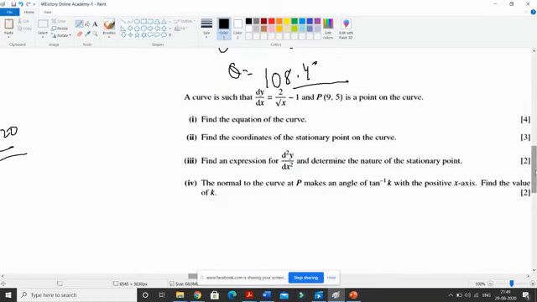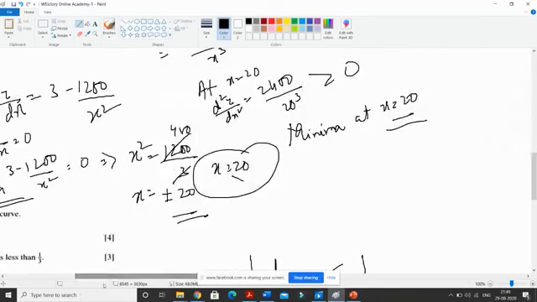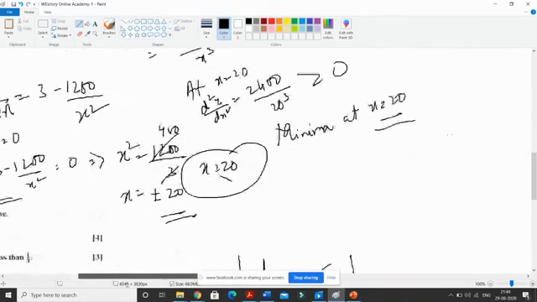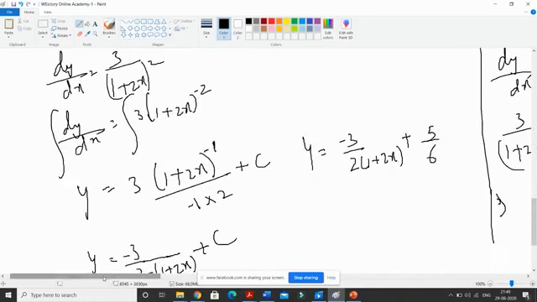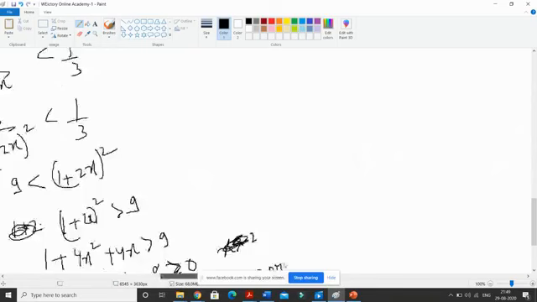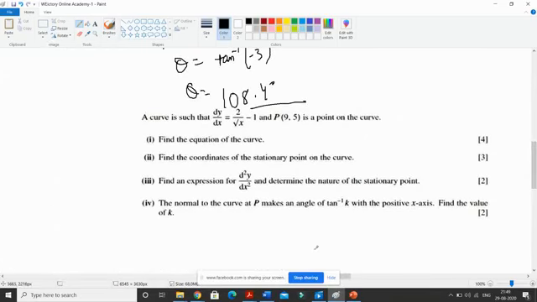Next question, a curve. The curve is given, and a point on the curve. It says find the equation of the curve. So the equation of the curve you can find using integration. Like we did in the previous question, to find the equation you need to integrate. So let's do the integration.